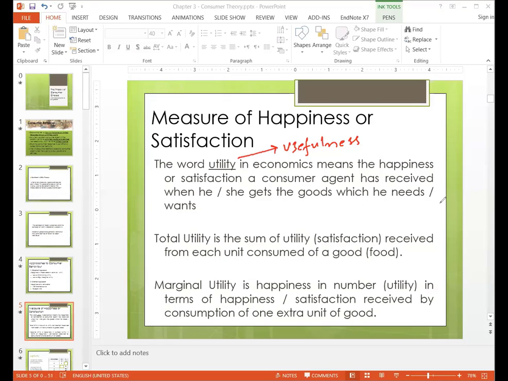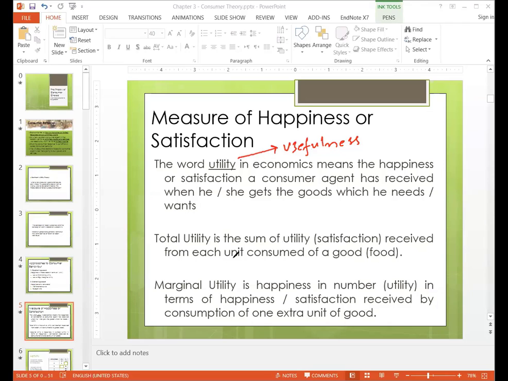So the more the goods and needs and wants are useful, the more happy or satisfied we will be, the higher utility we will get. So happiness depends upon utility, which is actually a word for usefulness. The more utility we have, the more happy or satisfied we are. Now we define total utility as the sum of all utilities received from each unit consumed of a good.